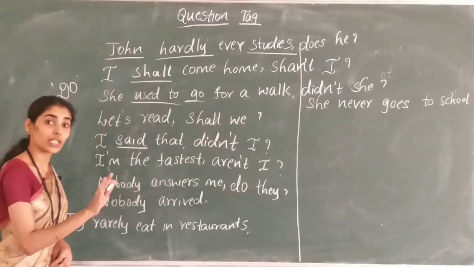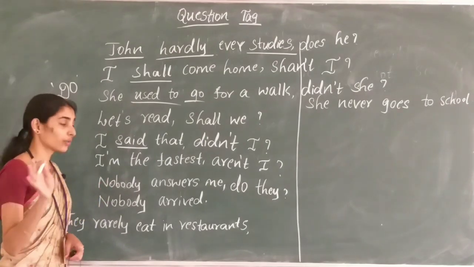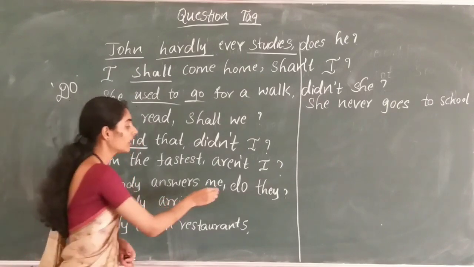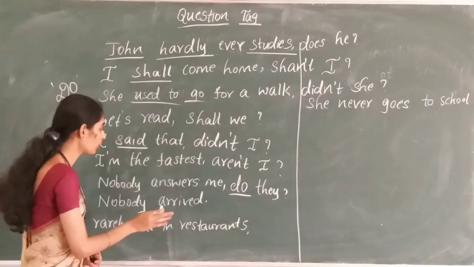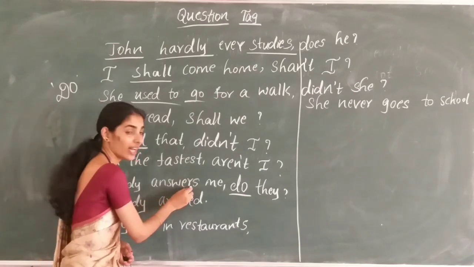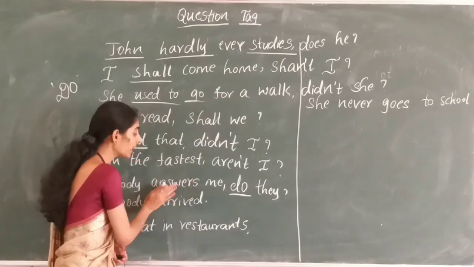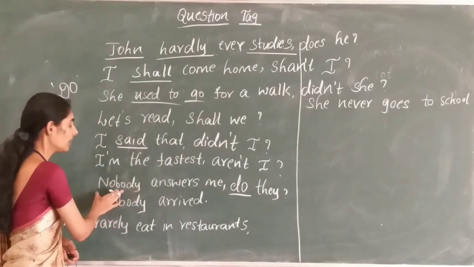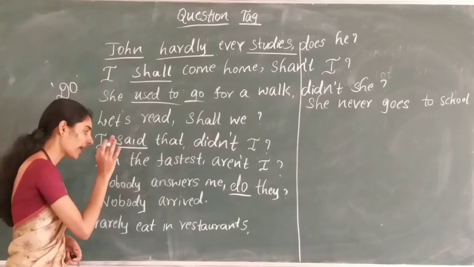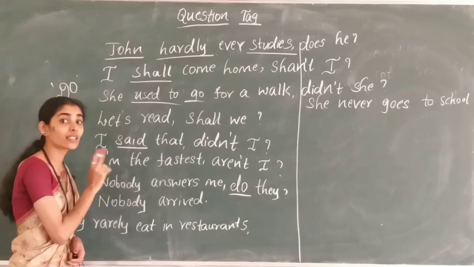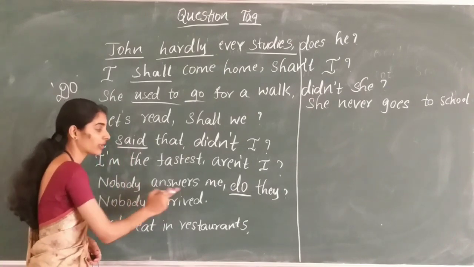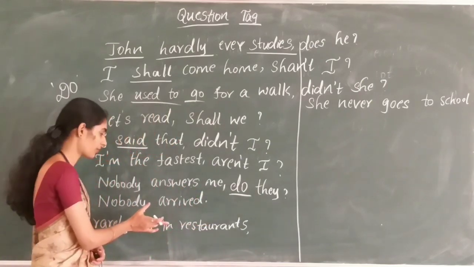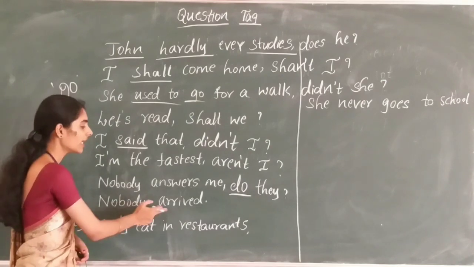Nobody answers me. So here it is considered plural, and that is why it must go with a plural verb. So don't write does just because here it is answers. This applies only in the question tag. Please keep that in mind. In subject-verb agreement it has to take does, but here it has to take do. So, "nobody answers me, do they?" Now, "nobody arrived."